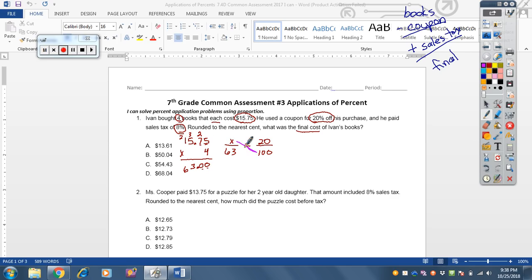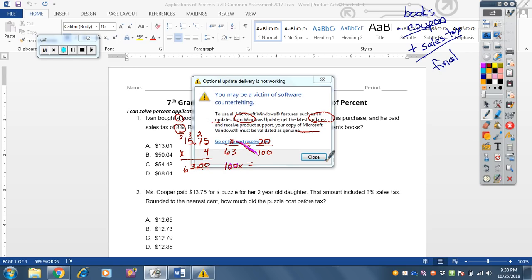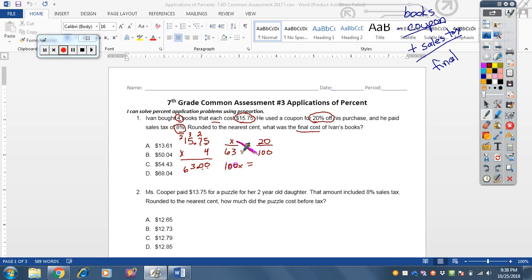So first I have x times 100. Oh, sorry, that needs written in red because you have to write this part. Sorry. X times 100 is 100x. And 63 times 20, I have to do somewhere else. Obviously, if this was your test, you can do it on your test, but I just don't have enough room.